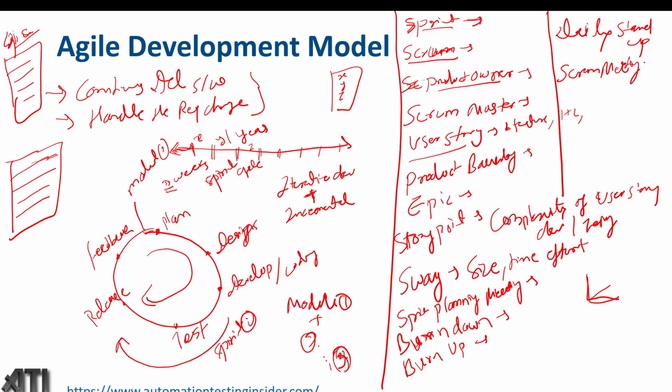So what happens here is every day we need to have this daily stand-up meeting where we'll discuss how much work has been done yesterday, what we are doing today, and what we're going to plan for tomorrow. So these are all things discussed in this scrum meeting. Sometimes the product owner is also joining this meeting, but the scrum master conducts this meeting to discuss the progress of the project.